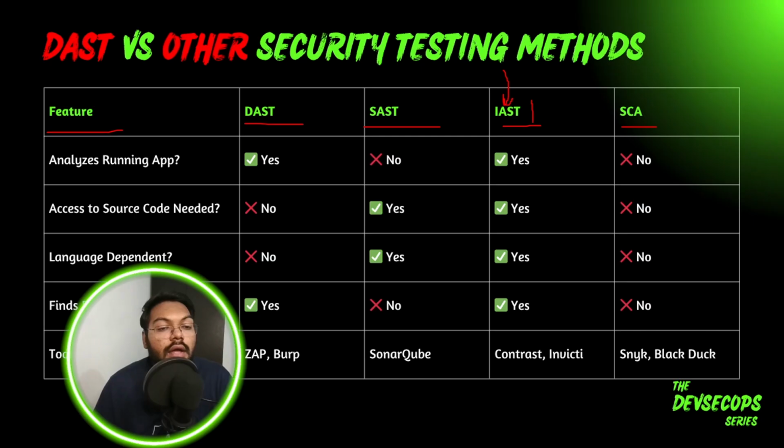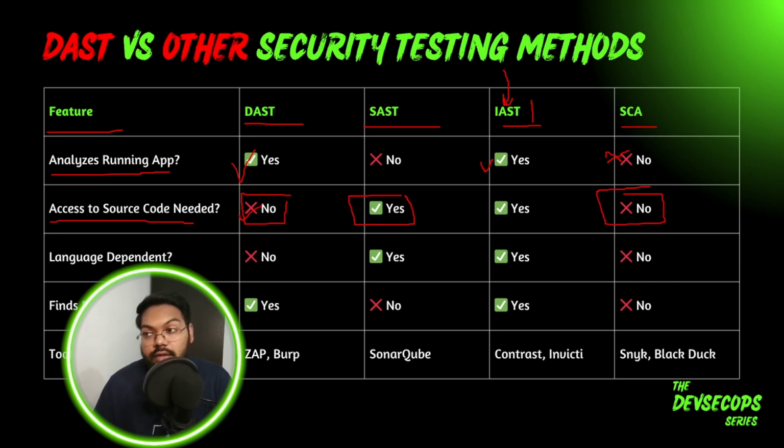First feature: analyzes a running app. DAST does it, SAST does not, IAST does, and SCA does not do it on the running application. Then, access to source code required? We do not require any access to source code in DAST. We require it in SAST. We do not require it in SCA, because SCA would only look for the packages that are mentioned. IAST would obviously require visibility into the source code.